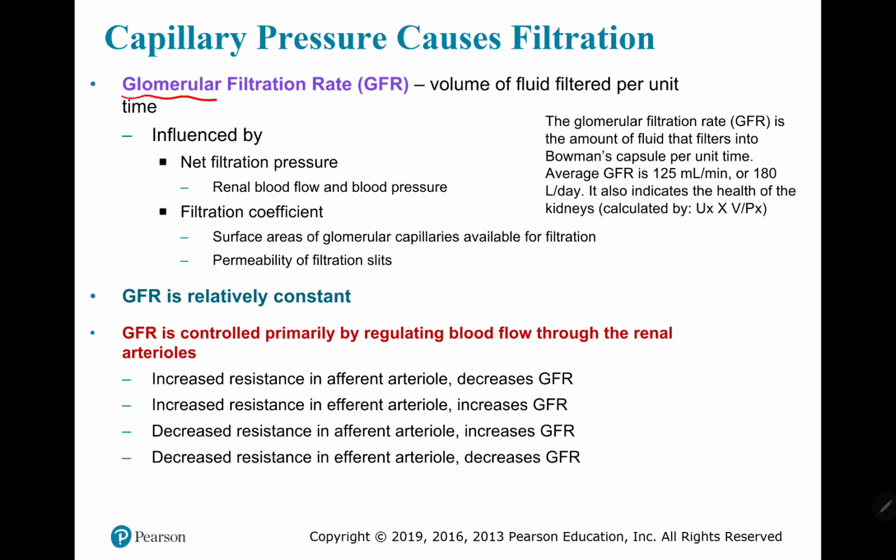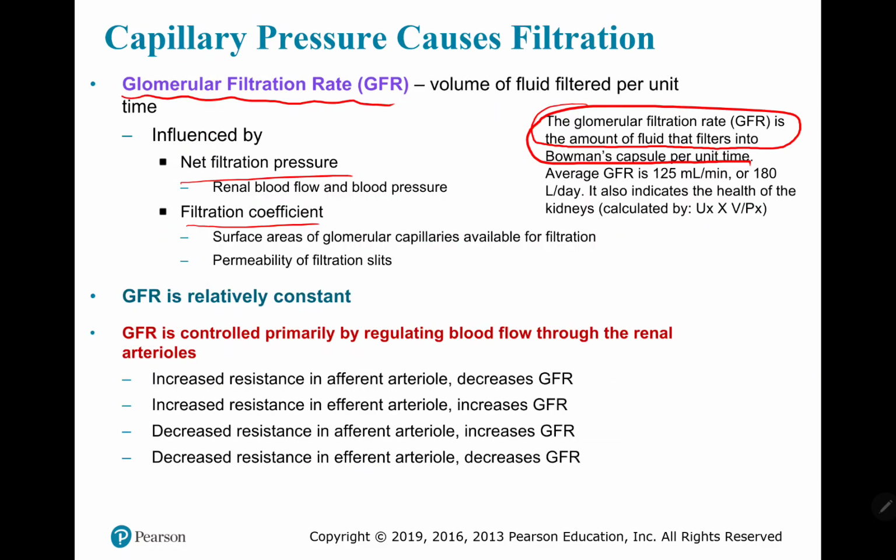So the glomerular filtration rate must be constant, right? It's going to be relatively constant. That glomerular filtration rate, that GFR, is simply the volume of fluid that's filtered per unit of time, right? It's the amount of fluid that filters into that Bowman's capsule per unit time. And that's going to be influenced by the net filtration pressure as well as that filtration coefficient. Okay, and again, your body has the ability to auto-regulate itself and maintain a constant glomerular filtration rate over a wide range of different blood pressures.